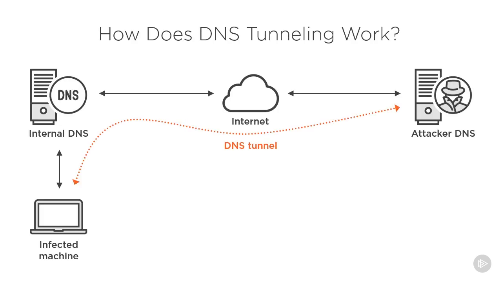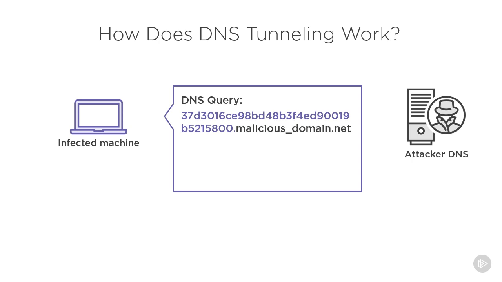Since DNS is a whitelisted protocol designed to facilitate addresses for domain names, attackers will use this to establish a communication channel that bypasses firewalls. The infected machine will generate a DNS query for the malicious domain with some encoded data as the subdomain. The encoded data might contain results from a previous command issued by the attacker.